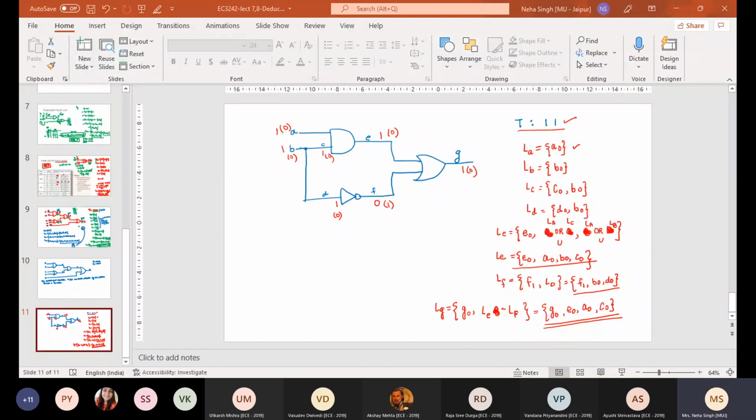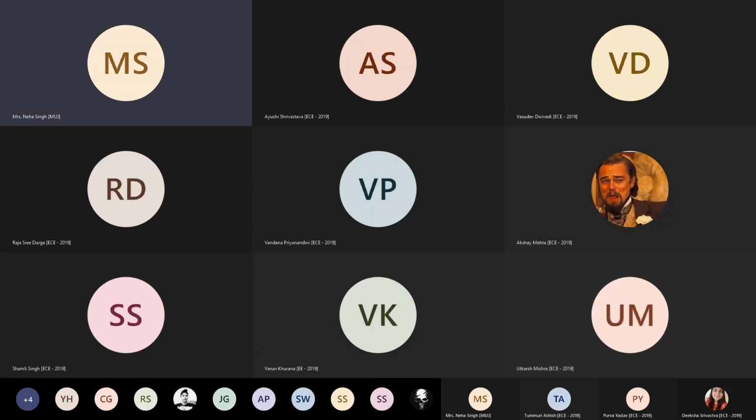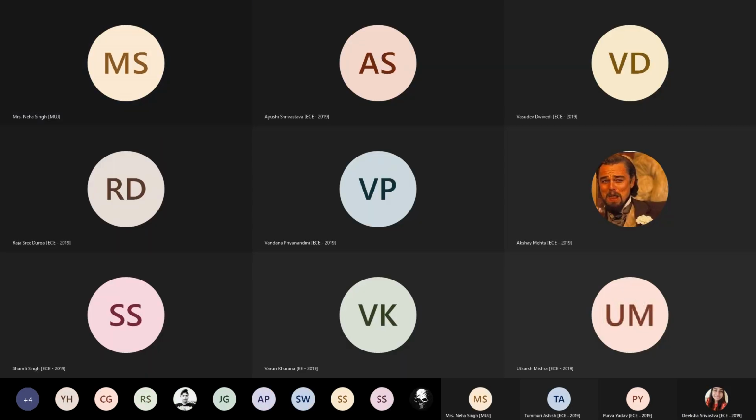Now let us move to the last type of simulation, that is concurrent simulation.